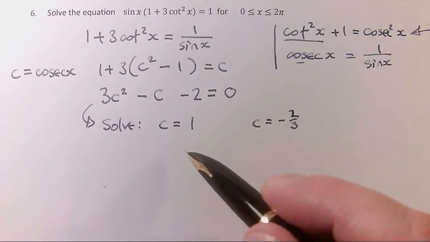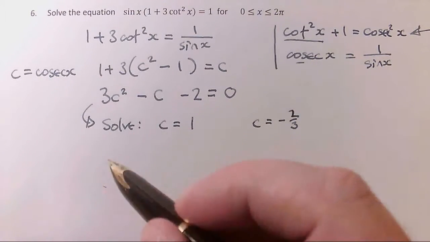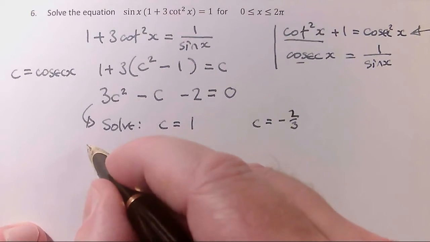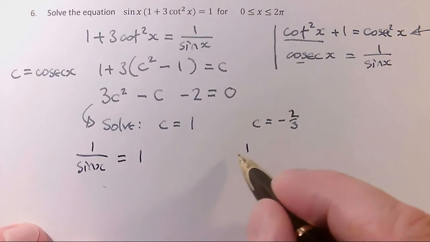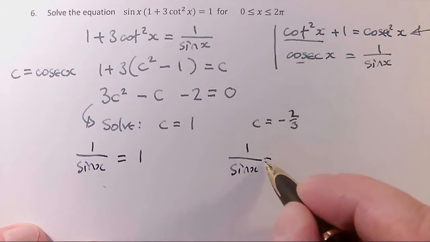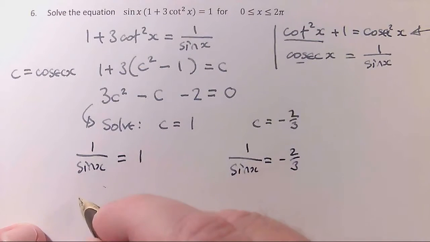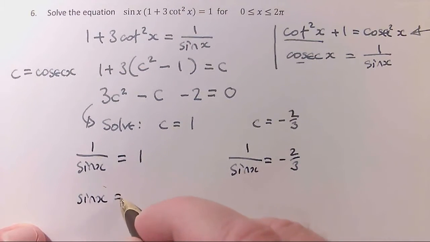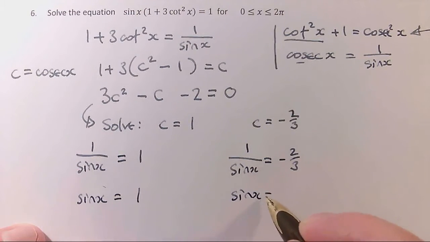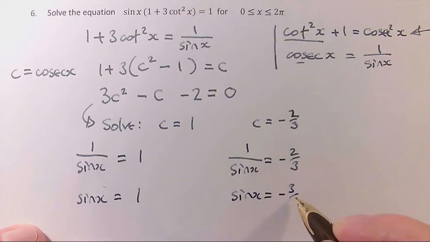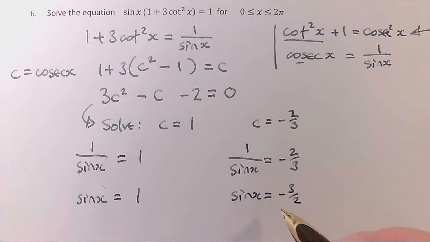But of course I've not finished. I've got two lovely values for c, but c means cosec x, and cosec x means 1 over sine x. So 1 over sine x could equal 1, or 1 over sine x could equal minus 2/3, leading to sine x equaling the reciprocal of 1, which is 1 again. On this one here, sine x would be the reciprocal of minus 2/3, which is minus 3 over 2. But this is a spurious solution. It's impossible for sine x to be more than 1 or less than minus 1, so this is too large a negative to be possible for sine x.